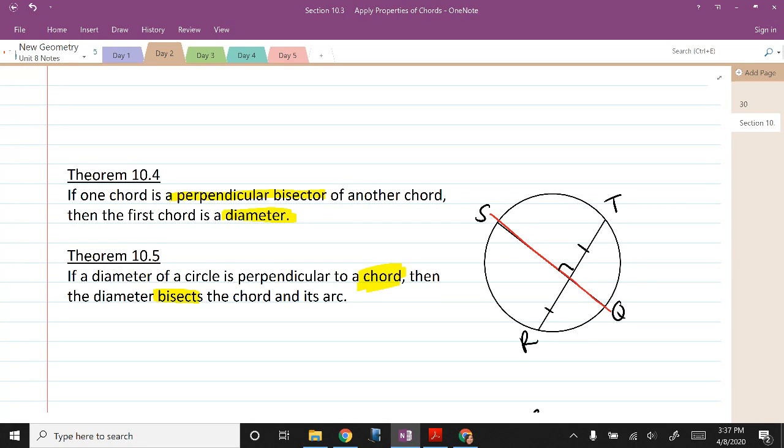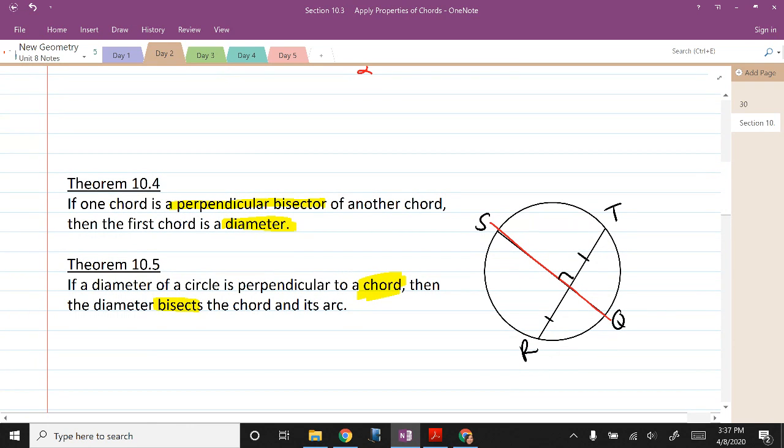Lots of things right there. And this is basically almost a converse theorem here on the next one. It says if a diameter of a circle is perpendicular to a chord, then the diameter bisects that chord and it bisects the arc. So that means these two arc measures right here will be the same. So basically, if it's a diameter, it's going to bisect the chord that's perpendicular to it, and it's going to bisect the arc, which means congruent measures, equal measures.